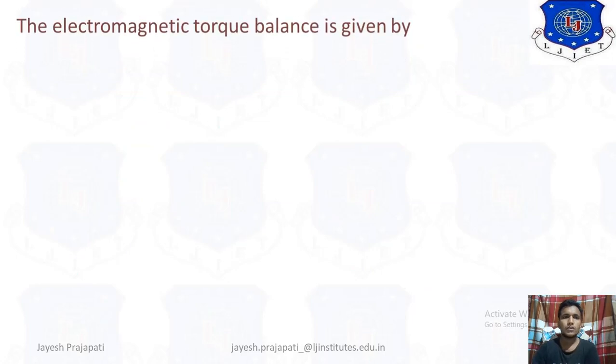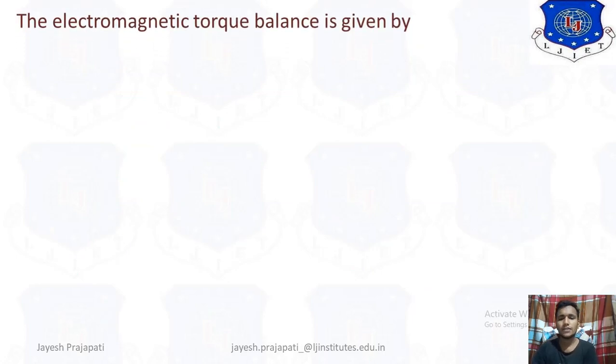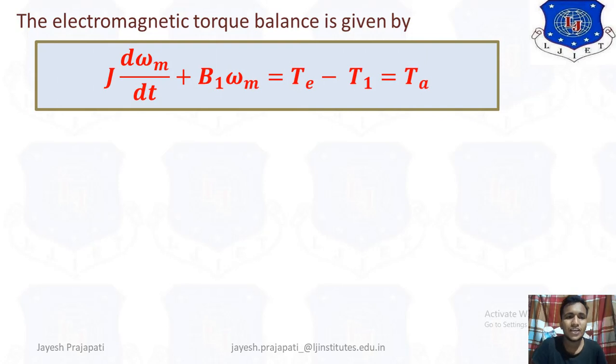So we know that the electromagnetic torque balance is given by the equation J d omega m by dt plus B1 omega m is equal to TE minus T1 is equal to TA. That is the example that we have studied in our previous lecture also. If you have not seen my previous video, then kindly go to the link given in the description. So that is the torque equation, meaning the electromechanical modeling of DC machine equation.